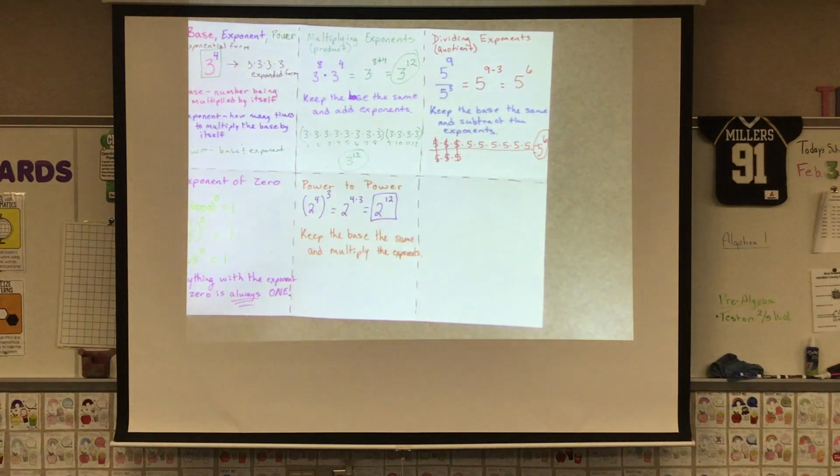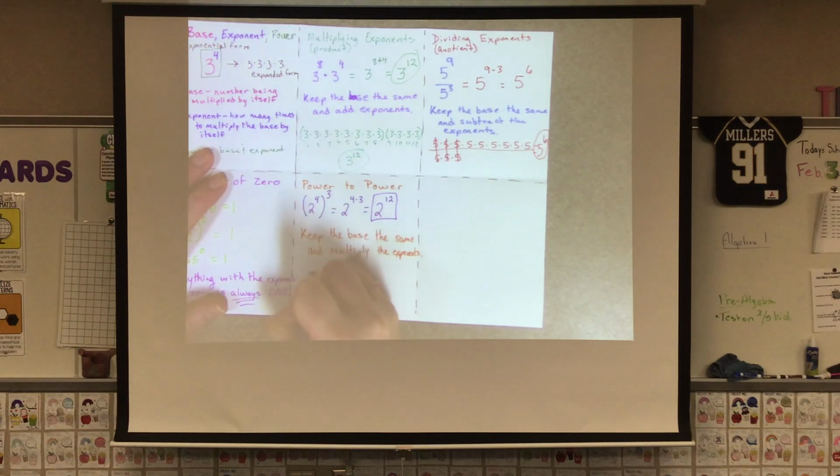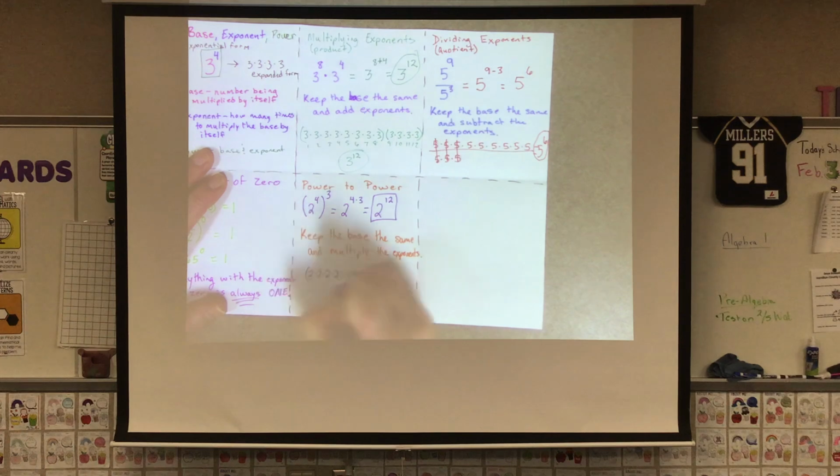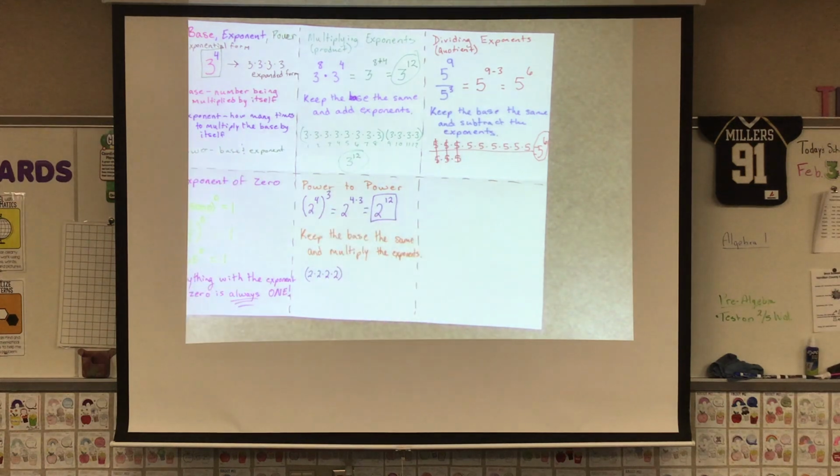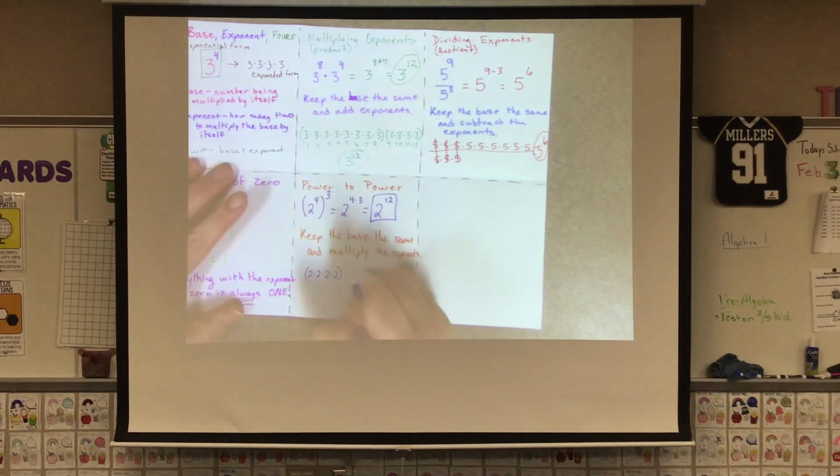So now if we do this in expanded form, 2 to the 4th, so 2 times 2 times 2 times 2 raised to the 3rd power. What that means is you're taking 2 to the 4th times itself 3 times. So if we're doing that 3 times, I gotta write it 3 times.